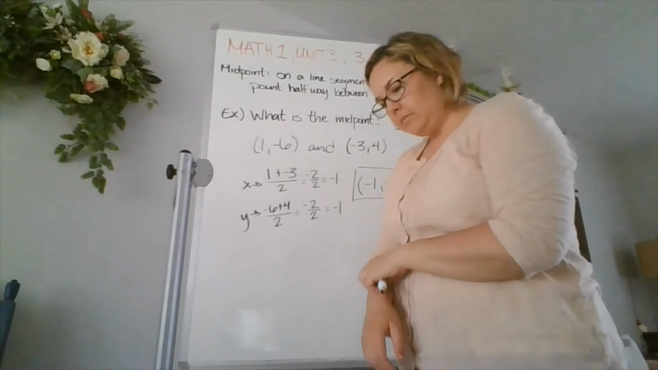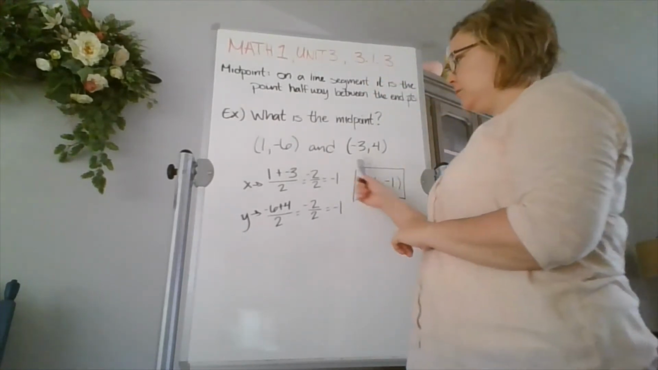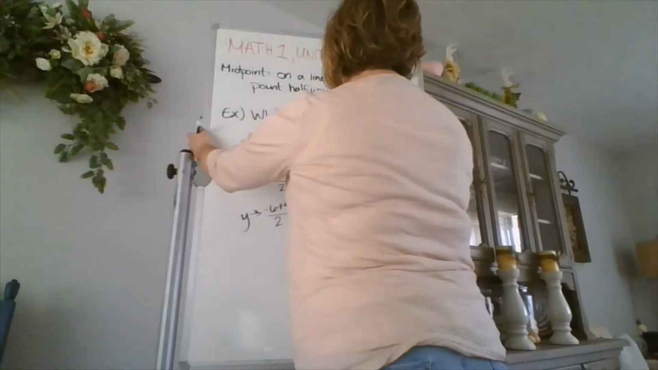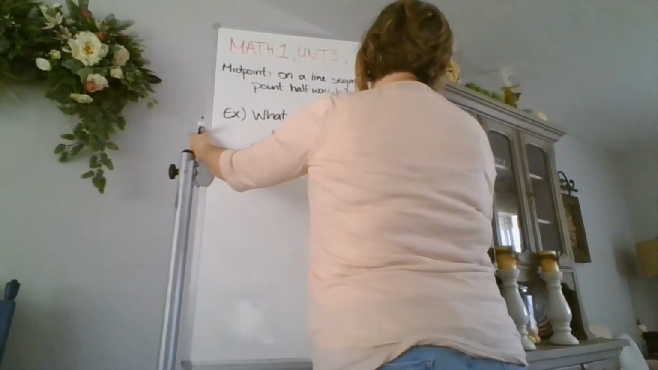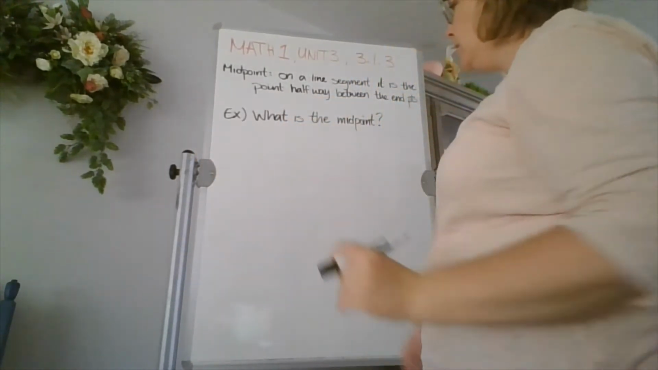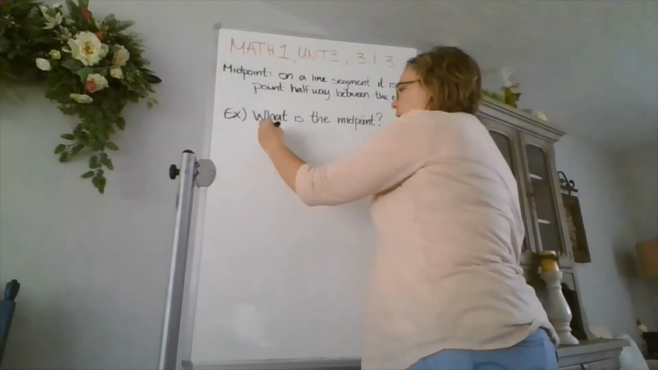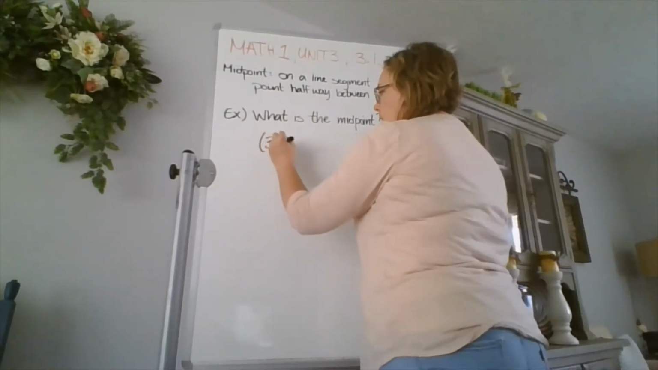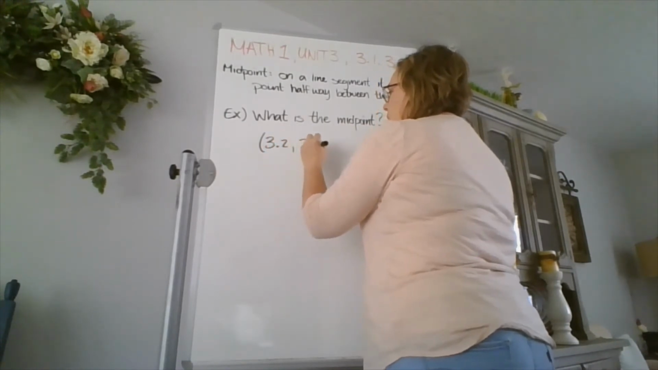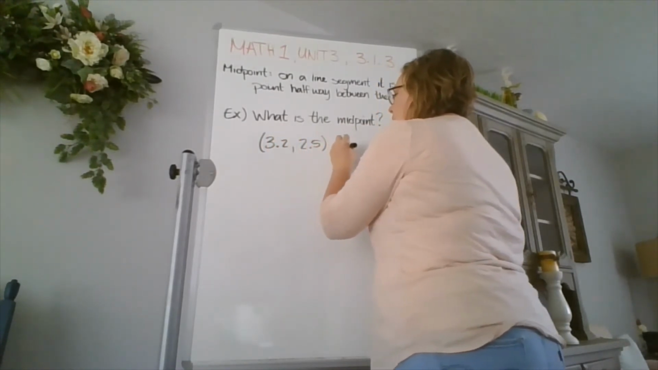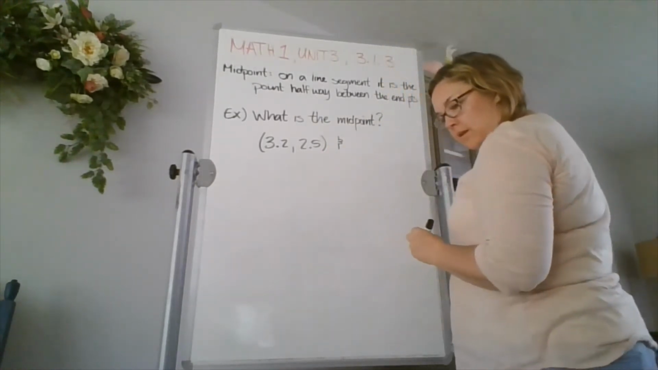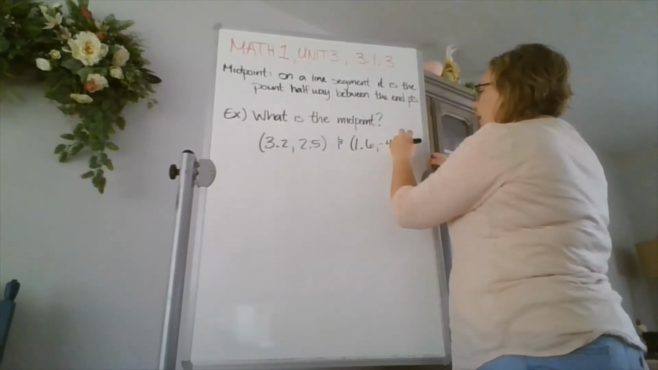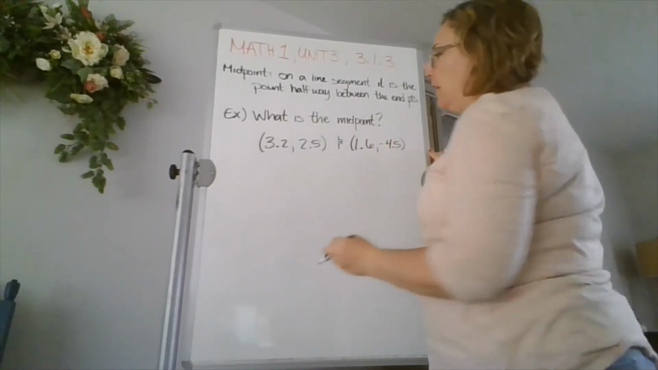Okay. All right, so let's try. This all should seem pretty easy for you, hopefully, anyhow. Let's try and create a problem that might seem a bit more difficult. So maybe I've given you all integers, but maybe you're given some decimals for your endpoints, such as 3.2, 2.5, and your other endpoint is 1.6, -4.5. Okay, so we want to find our midpoint.